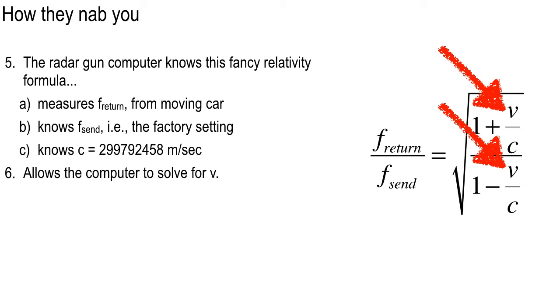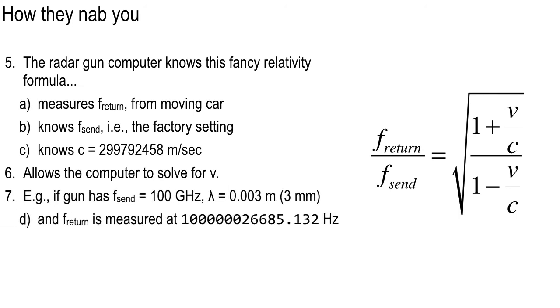But if the return frequency is higher than the factory send frequency, that means this quotient is going to be greater than 1. If the return frequency is slower than the send frequency, the factory setting, then this fraction is going to be less than 1. All right, but you'll still be able to figure out the speed at which the car is going. So, for instance, the computer solves for V, and here's an example.